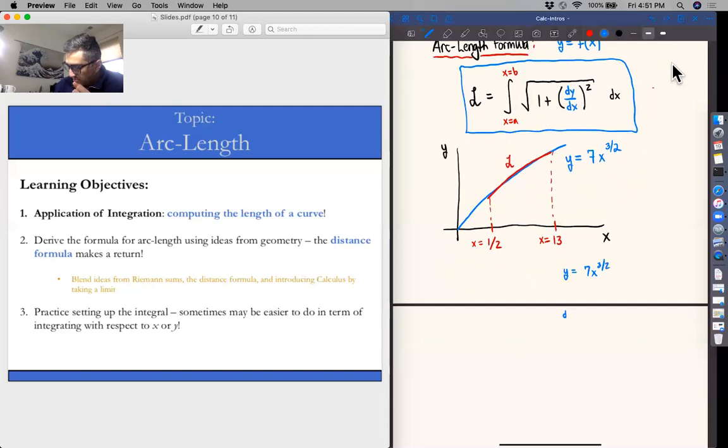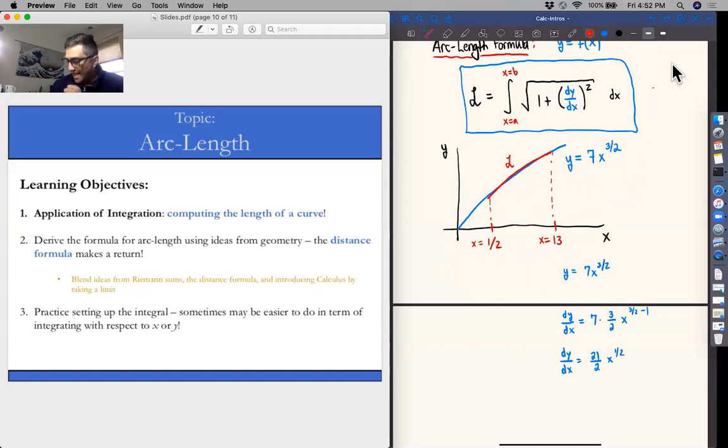So if we compute the derivative dy dx, we get to use the differentiation power rule, where we bring down that power in front, so bring down that 3 halves, and then deduct 1 off of that power, subtracting 1 off that 3 halves. So our derivative in this case is equal to 21 over 2 times x to the 1/2.